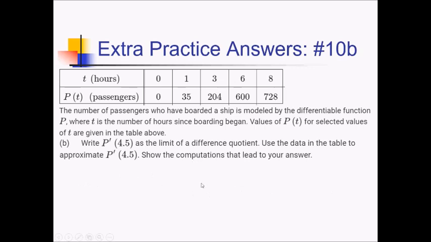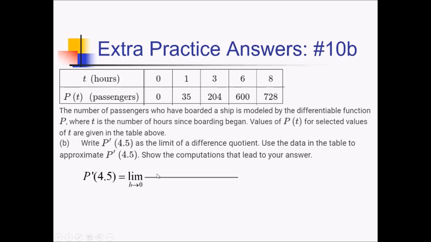For this part of the problem, we want to write p prime of 4.5 as the limit of a difference quotient, and then use the data in the table to approximate it. All right, so we're going to use Newton's form of the derivative for this one. So limit as h approaches 0, and then we have a big fraction.